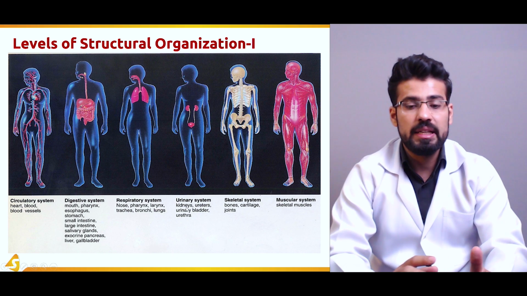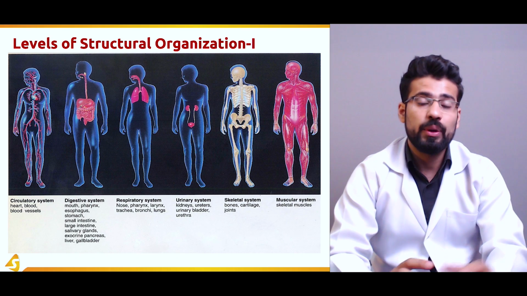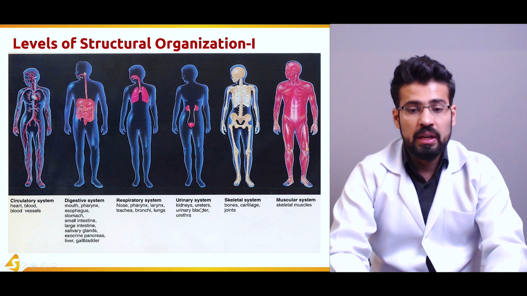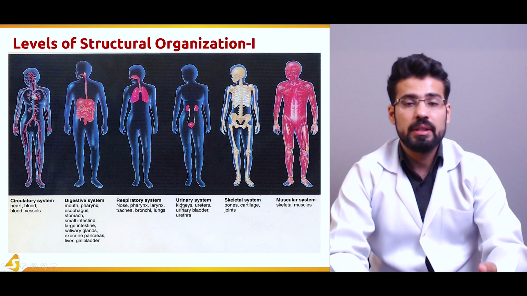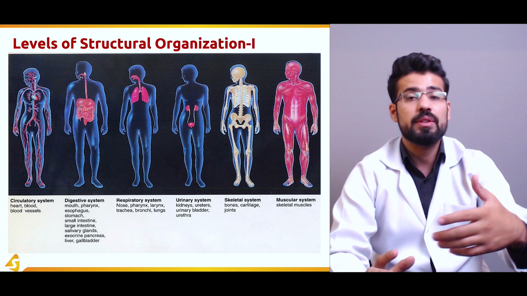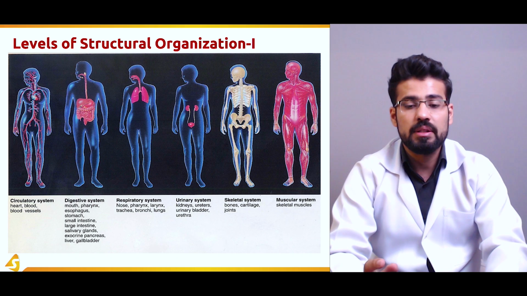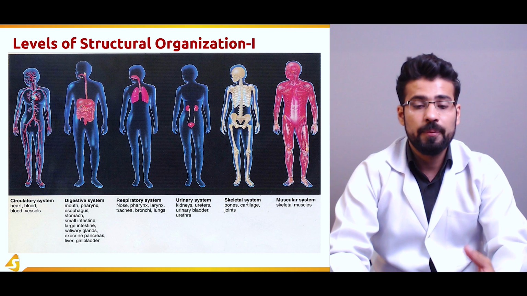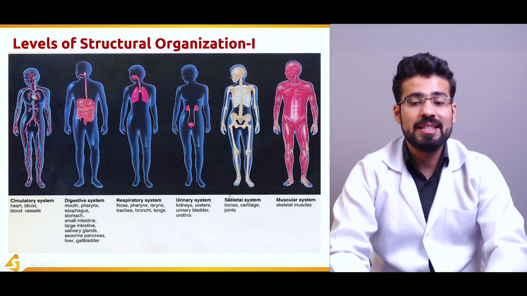So it consists of kidneys. We are going to discuss in detail the urinary system, including what the structural and functional unit of the kidney is, which is the nephron. We are going to discuss the urinary bladder, followed by the urethra. This is followed by the skeletal system.